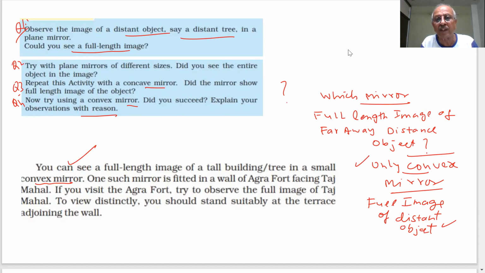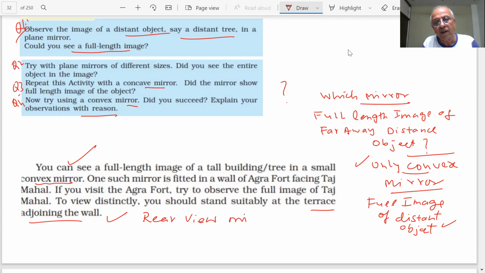One such mirror is fitted in the wall of Agra Fort facing Taj Mahal. If you visit Agra Fort, try to observe the full image of Taj Mahal. You should stand suitably at the terrace of the adjoining wall. So you see that the convex mirror is the only mirror which will give you a full image of distant objects. That is the reason, student, they are used as rear view mirrors. Which mirrors? Convex mirrors.